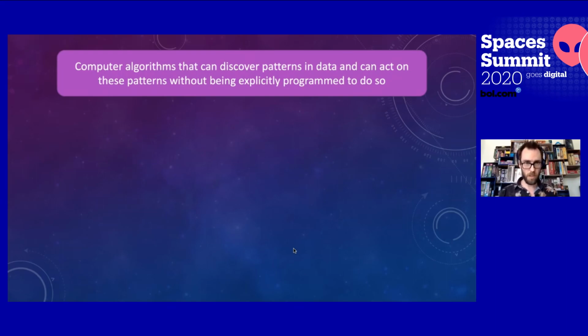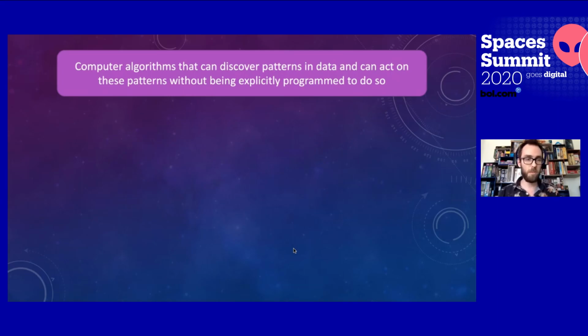So machine learning, the definition is basically a set of algorithms that can discover patterns in data and can act on these patterns without actually being explicitly programmed to do so. This last part, being explicitly programmed to do so, means basically that there are no preset rules, there's no if-then statements that kind of dictate these rules. The algorithm decides itself what it needs to do based on the data it sees.